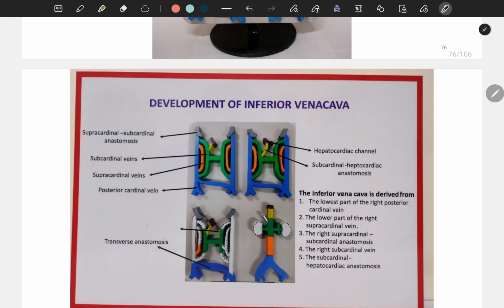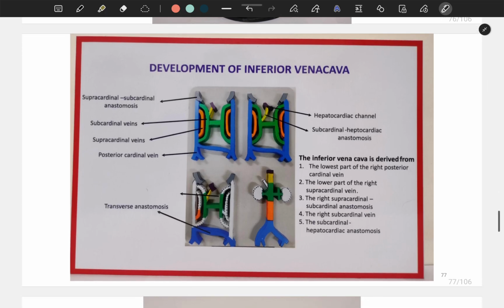Okay. So here this is posterior cardinal vein, right side, right posterior cardinal vein. And this part is called supracardinal vein. This is subcardinal vein, and this is called connection or anastomosis between the subcardinal vein and liver. Okay. Now development, how it is developed by the six structures.